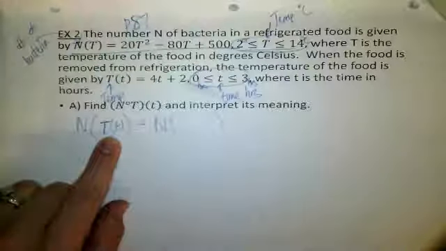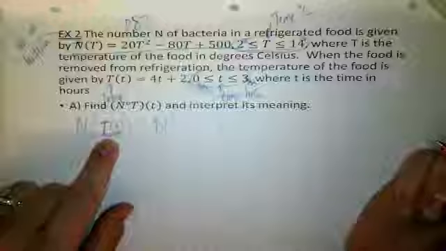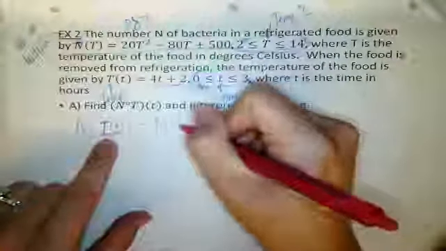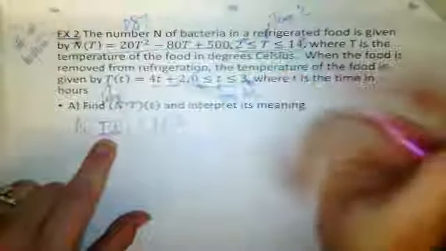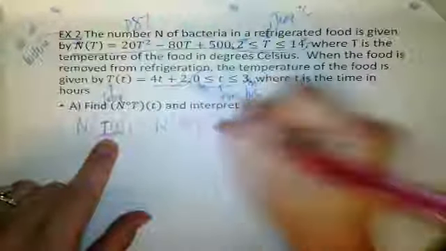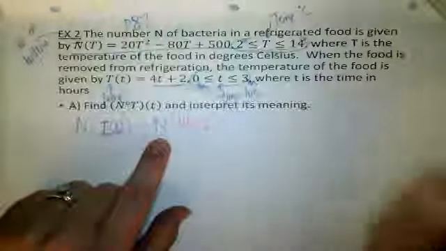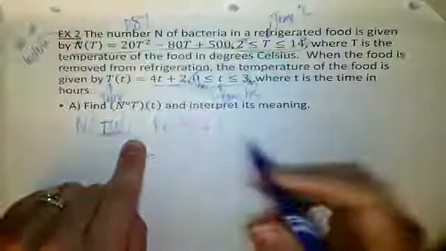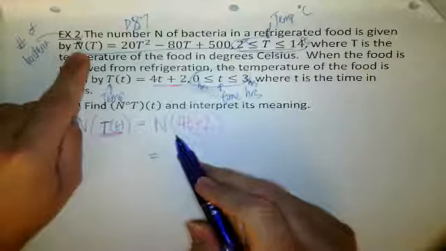What is T of little t? Oh, what can I replace T with? 4t plus 2. Yeah, there it is right there. And then what is n of 4t plus 2 telling me to do? Plug in. Oh, plug that into our n equation right here.